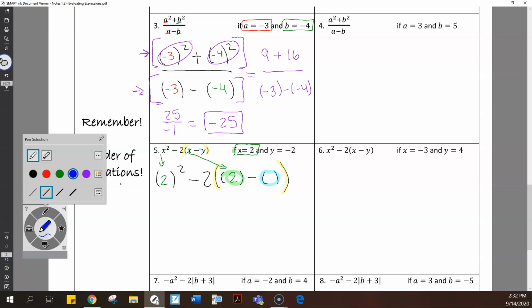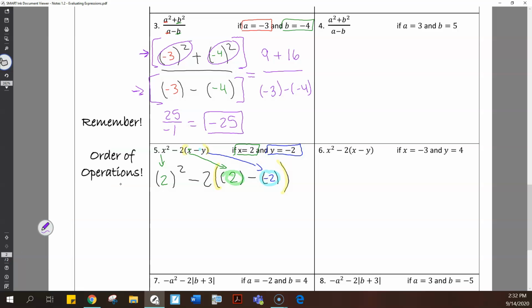And my y is equal to -2, so that's going to go there. This one I do have a group. This parentheses is a group first, so everything else stays the same. 2 squared comes down, minus 2 comes down, and then I evaluate on the inside. 2 minus -2 is 4. You can do that in your calculator.